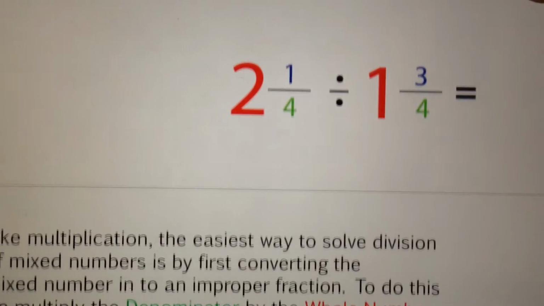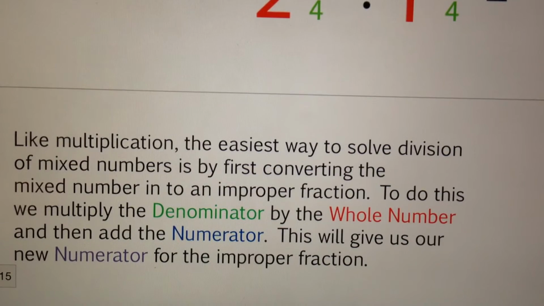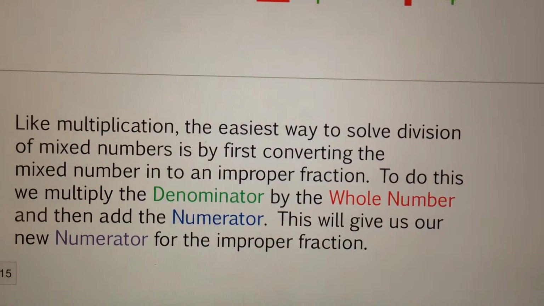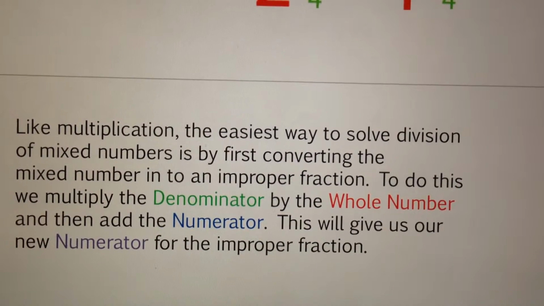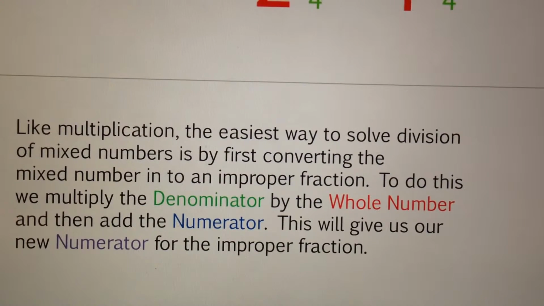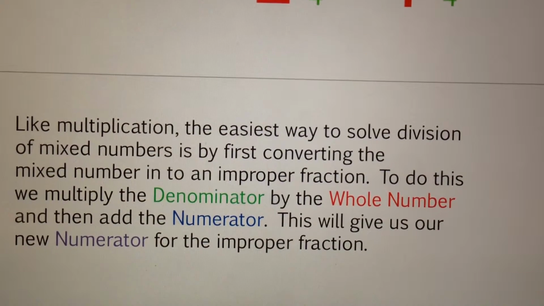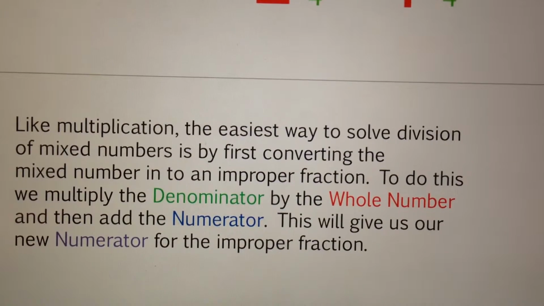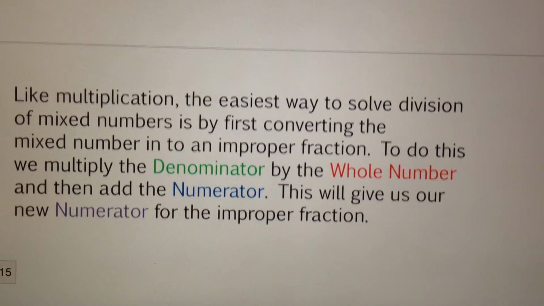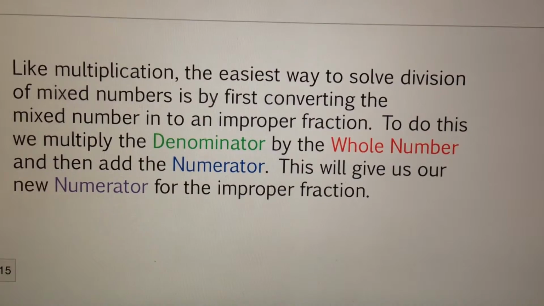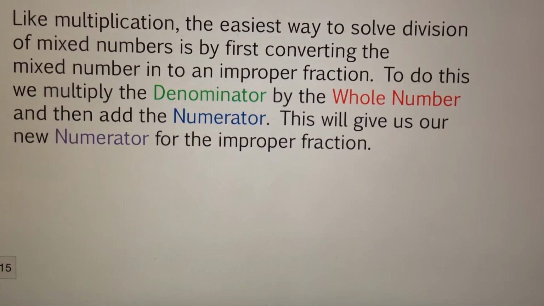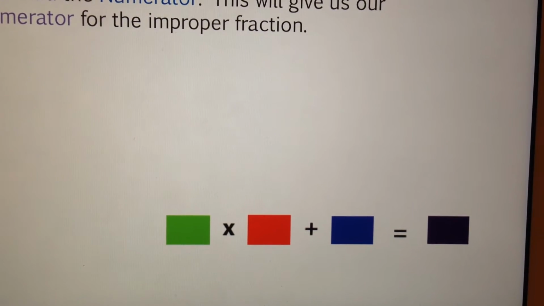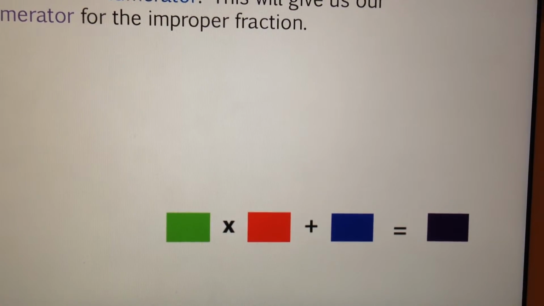In order to solve for division, it's very much like multiplication. Easiest way to solve is by first converting the mixed number into an improper fraction. Again, an improper fraction being a fraction where the number on top is bigger than the number on the bottom. So to do this, again, we multiply the denominator, or that green number on the bottom, by the whole number, the big red one, and then we will add the numerator, the blue one on top, giving us a new numerator for the improper fraction. So again, we've got green times red plus blue, giving us purple.